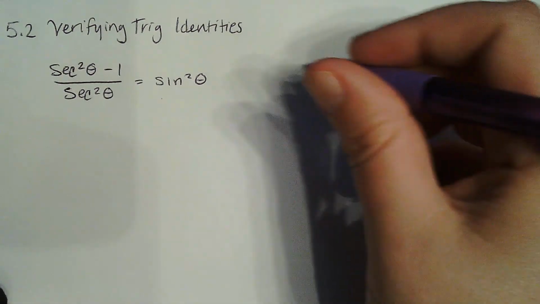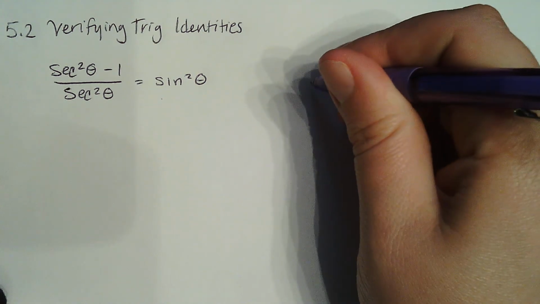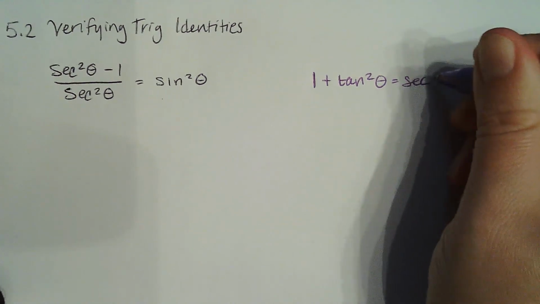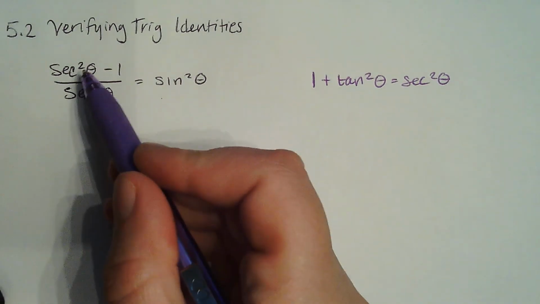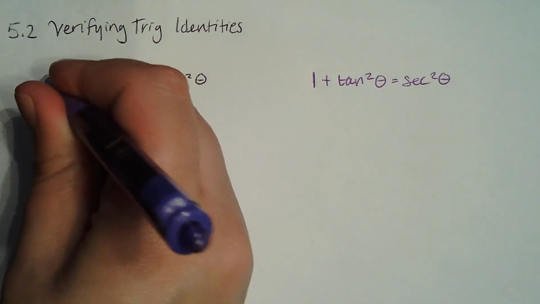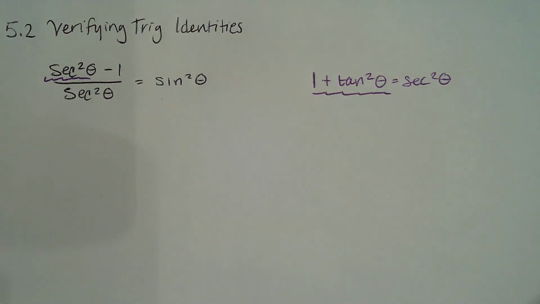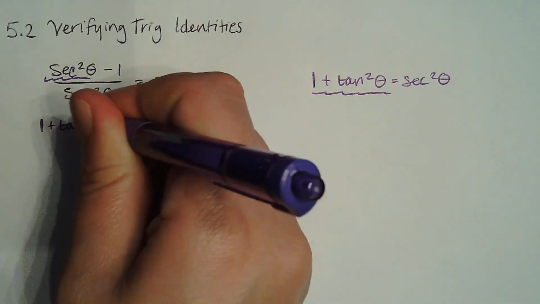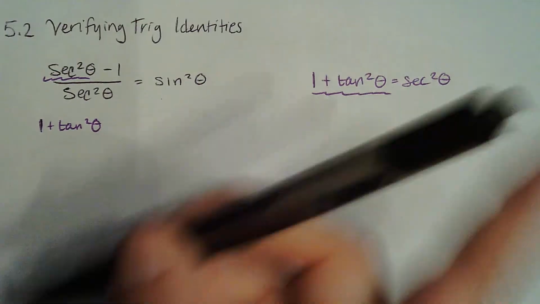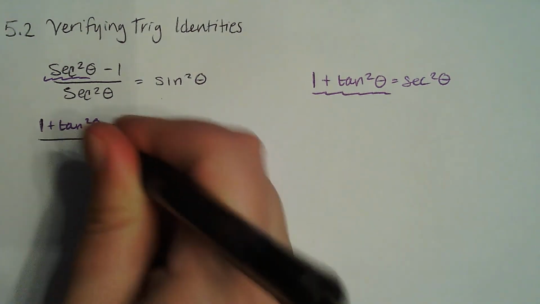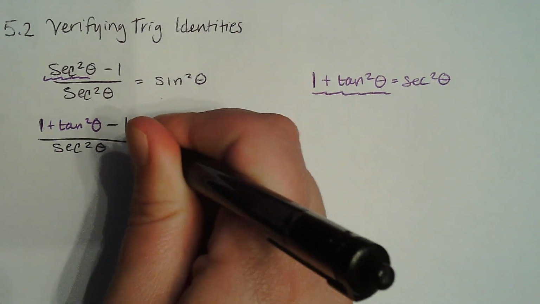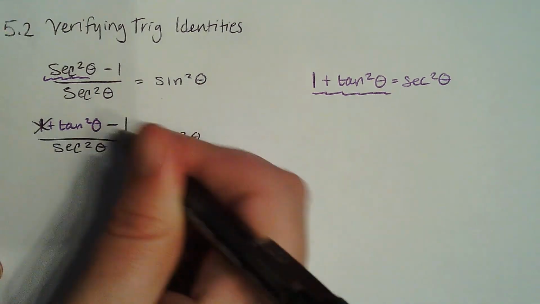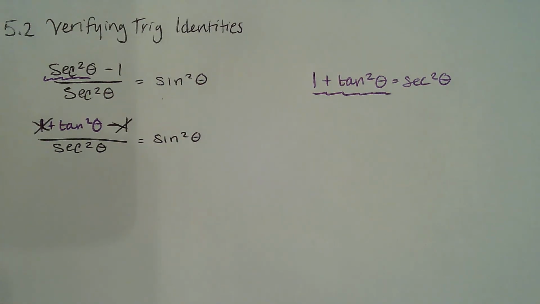And I know that 1 plus tangent squared theta is equal to secant squared theta. So I can actually plug that in there. I'm going to replace this with this. Clearly the plus 1 and the minus 1 are gone. So I have tangent squared theta over secant squared theta.